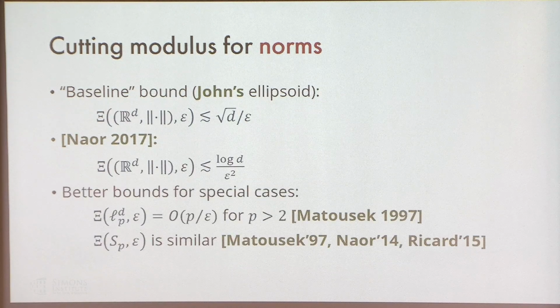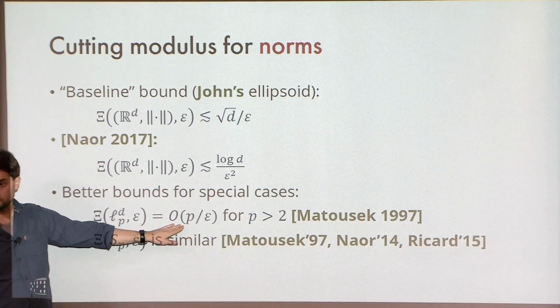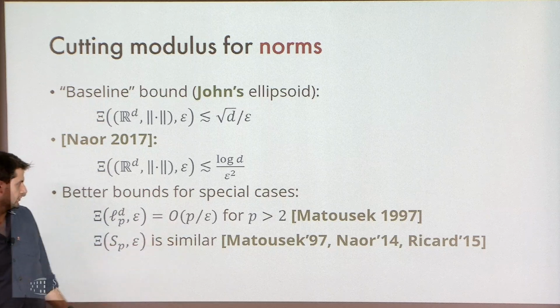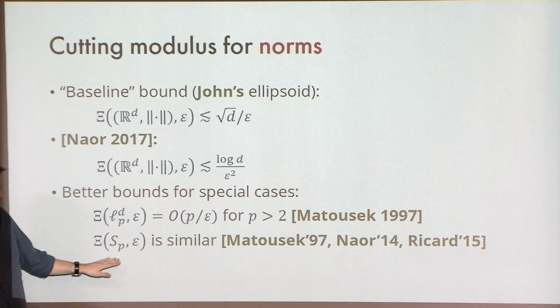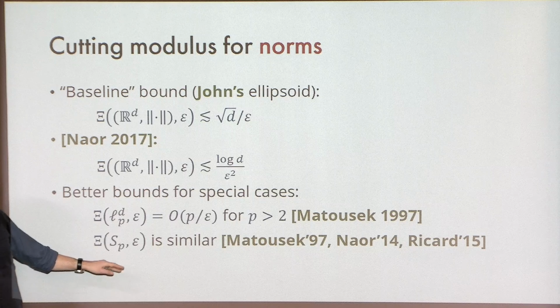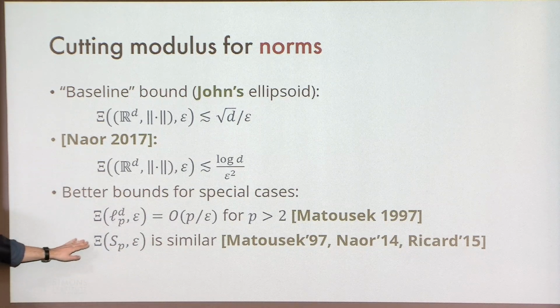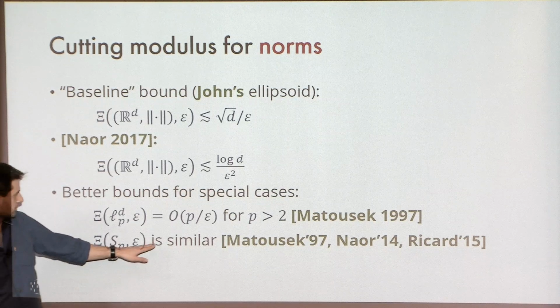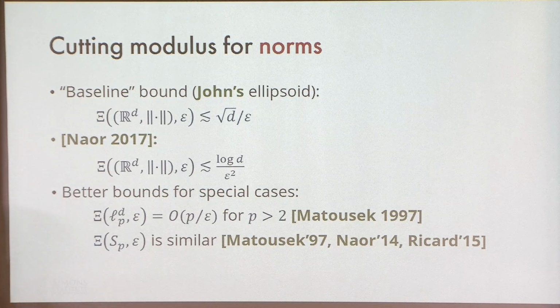And one can get better bounds for special cases. In particular, for L_p space, one can get order p by epsilon cutting modulus. For p bigger than 2, this follows from work of Matoušek, and for shorter p, one can also get something like order p by epsilon, and this follows from works by Matoušek, Naor, and Ricard.